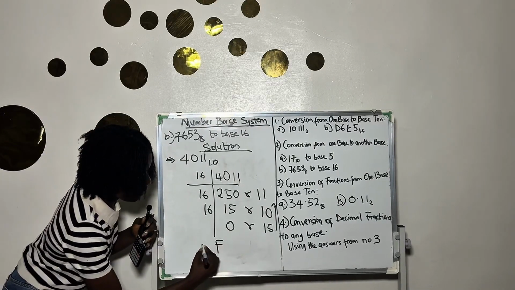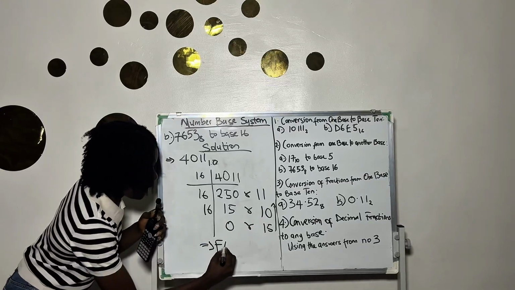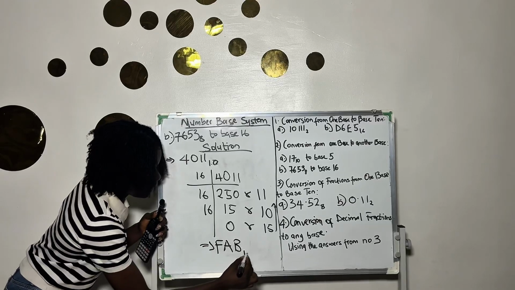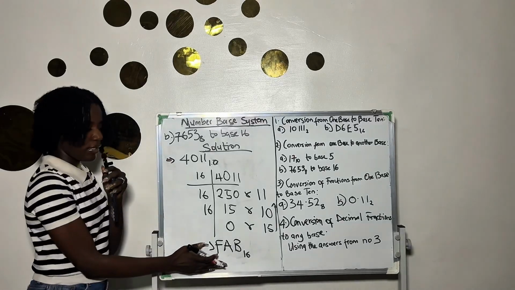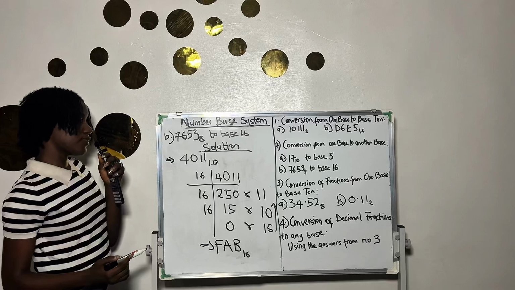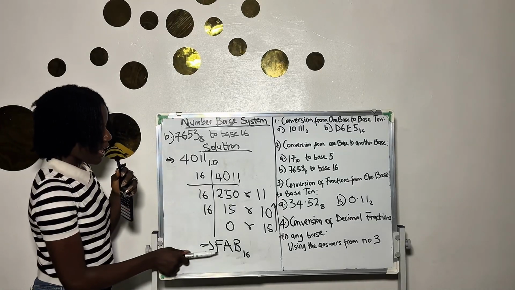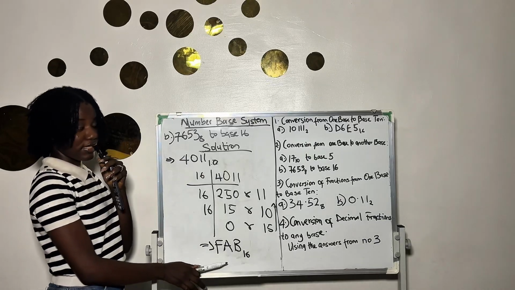F, 10 is A, and 11 is B, base 16. This is giving us FAB base 16. So I successfully converted 7653 base 8 to FAB base 16.